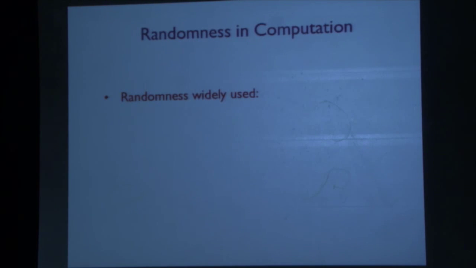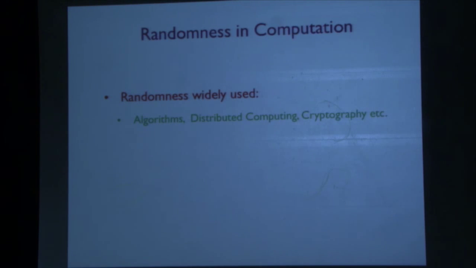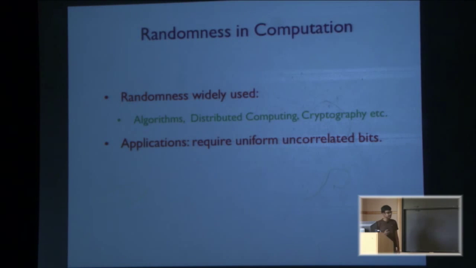So it's widely known by now that we use randomness in most areas of computer science, like algorithms, distributed computing, cryptography, to name a few. And in these applications, we typically require that the bits that we use are independent and uncorrelated.